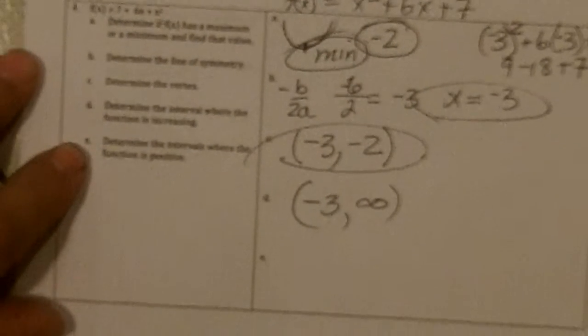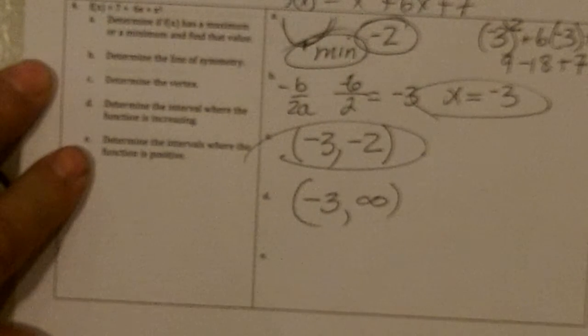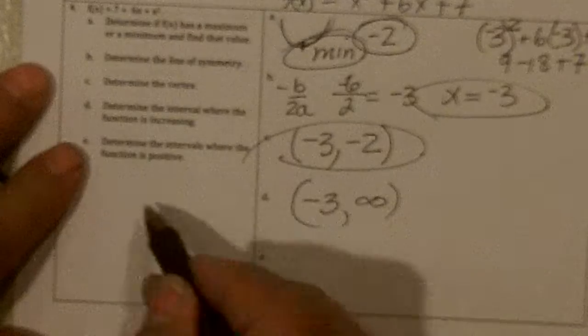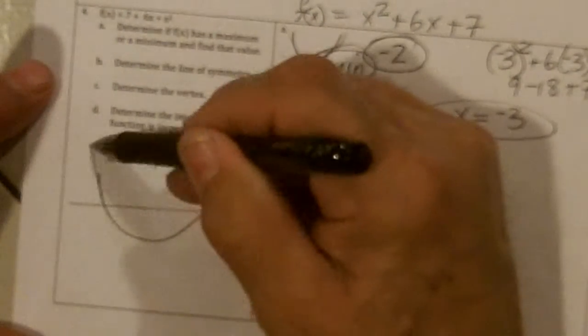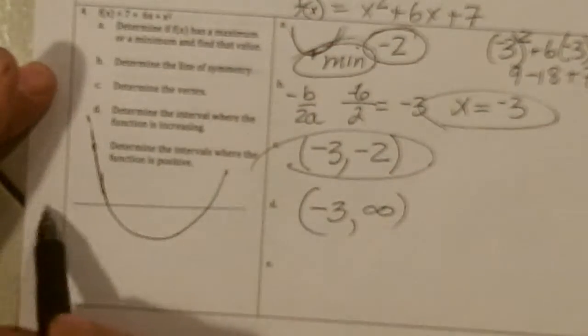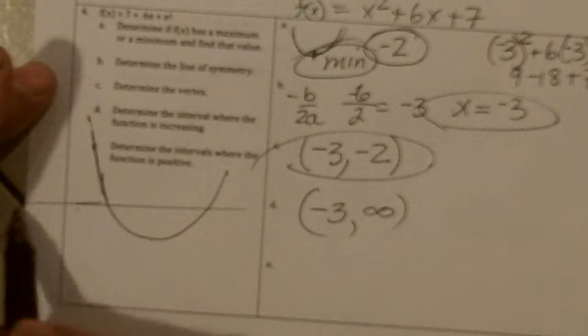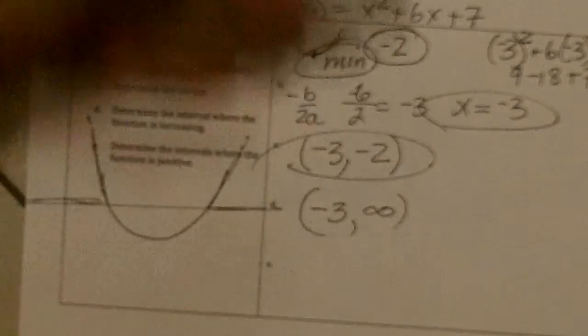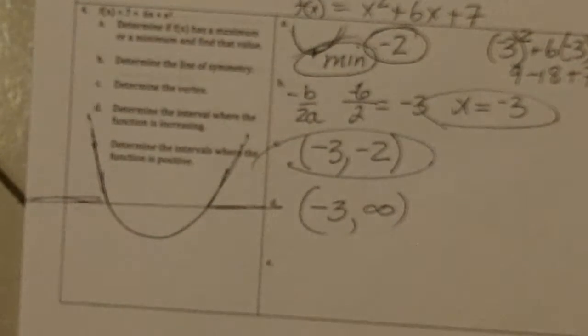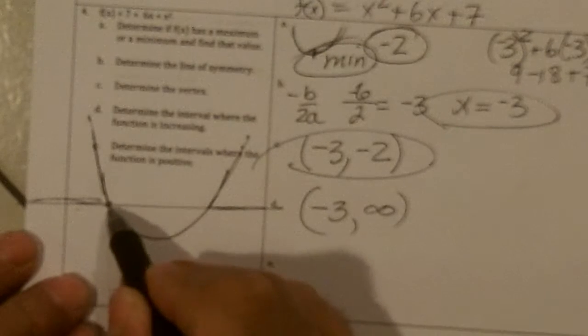And then it says determine when it's positive. Well, since it's going like this, it'll be positive. It'll be above the 0 for x over here, and for x over here, the height will be positive. So we've got to find the x-intercepts.